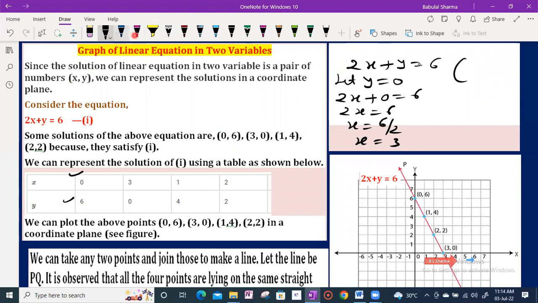तो solutions क्या हुए? Solutions are 3, 0. ध्यान रखिएगा, जब हम solution लिखते हैं तो ये जो फर्स्ट कंपोनेंट होता है x का होता है और सेकंड कंपोनेंट हमारा y का होता है. Here x is 3, so we have written here x is 3 and y is equal to 0. So here you will see x is 3 and y is equal to 0. Similarly, you can find out so many solutions here.